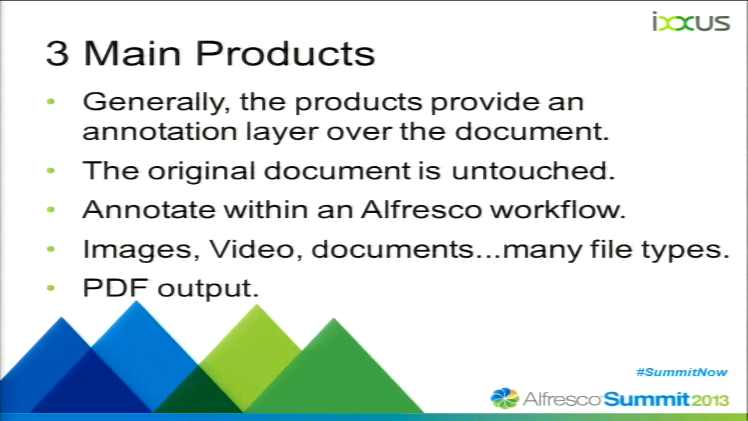Now, there's three main products. We've got a product, and you'll find there's two other vendors there that I'll explain in the coffee area, the other side of the road. The products generally are all very similar in that they maintain an annotation layer above the document. Like I mentioned, the document remains unchanged. This is like tracing paper above the document. It can all be incorporated within Alfresco, within the workflow. And of course, there are many file types that you want to do, which is fine.